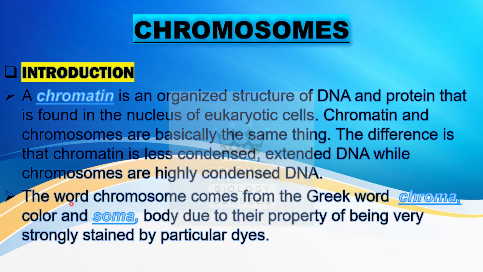The second point is the word chromosome. It comes from the Greek word chroma. Chroma meaning color and soma meaning body. And it is named as such due to their property of being very strongly stained by particular dyes. A particular set of dyes do stain these chromosomes very strongly, and hence the name chromosome.